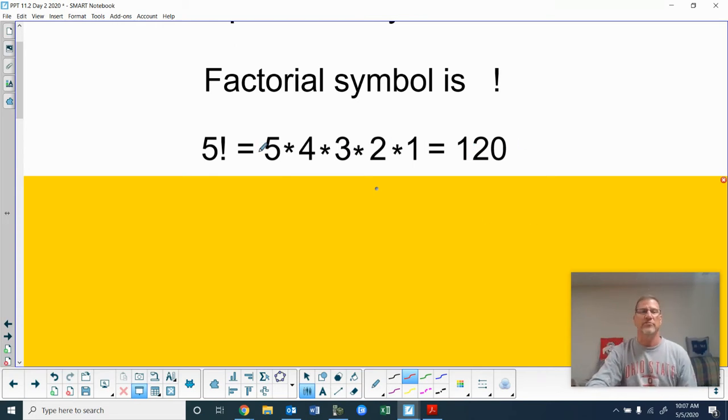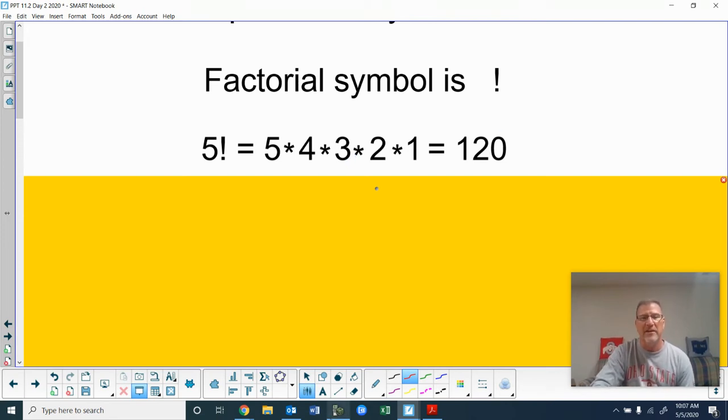When you see that symbol after a number, it means multiply all the numbers down until you get to 1. So if it was 100 factorial, it'd be 100 times 99 times 98 times 97, all the way down to 1.